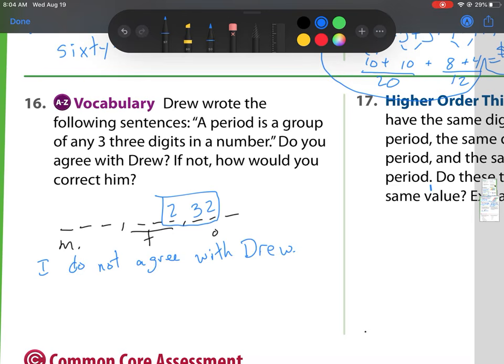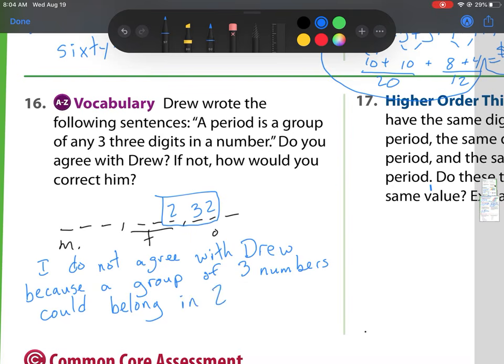Well, I'm going to put the reasoning next. So I do not agree with Drew, and I'm going to use the word because. Because, and why is it? Because a group of three numbers could belong in two periods. Again, I don't know why they call them periods, but that's what they do.